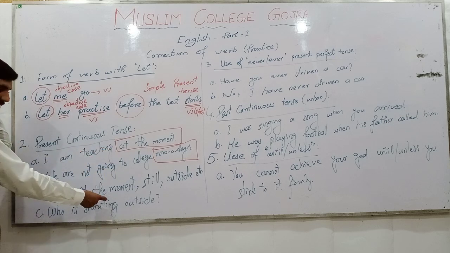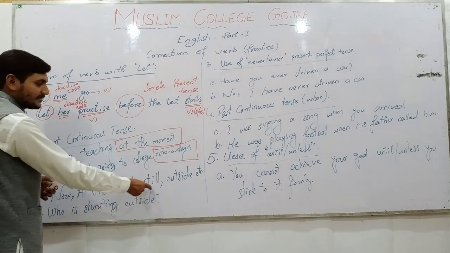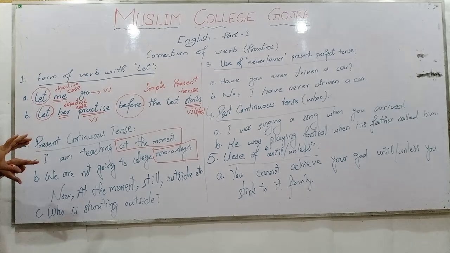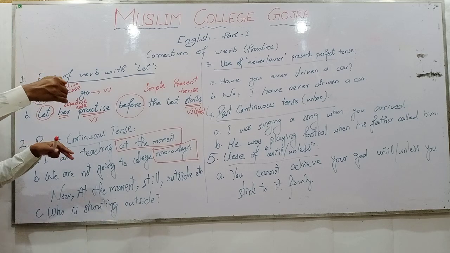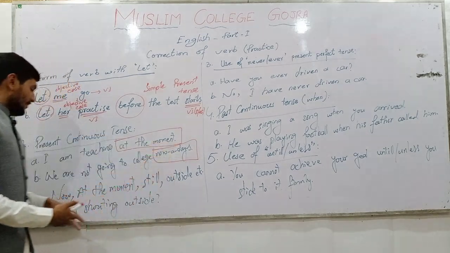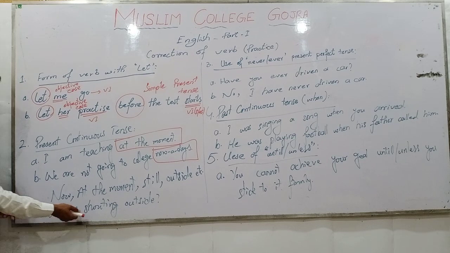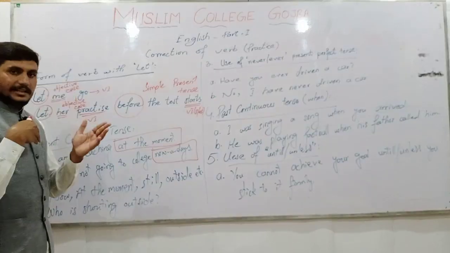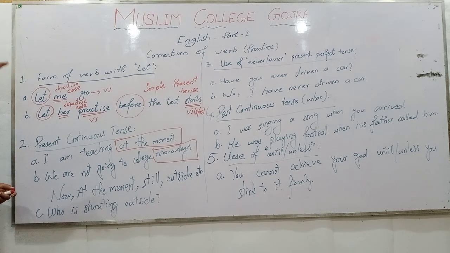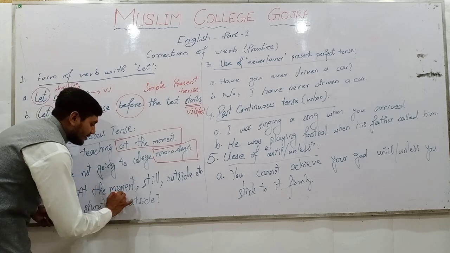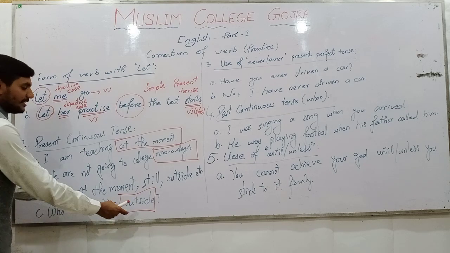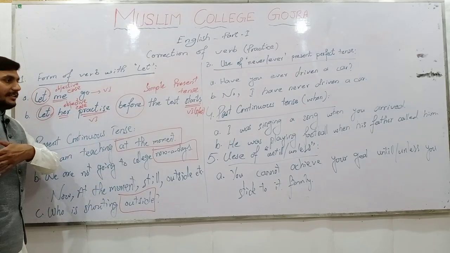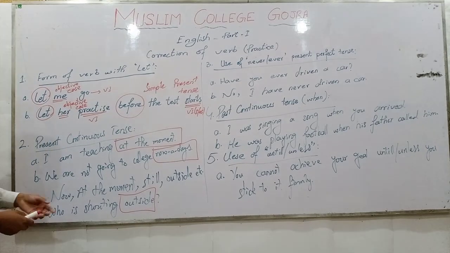Now, at the moment, right now, still, outside: anything that is giving you some indication of an action that may be continuous at that particular time of speech. For example, if I say who is shouting, I hear somebody shouting outside and I ask a question, hey, check who is shouting outside. So that action which is happening outside at that moment of speech is in continuation. Who is shouting outside?